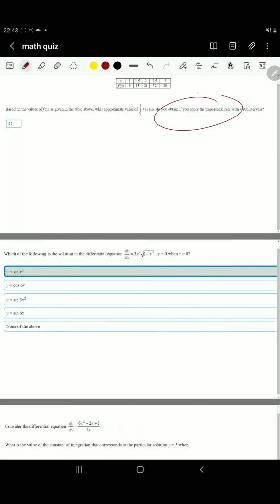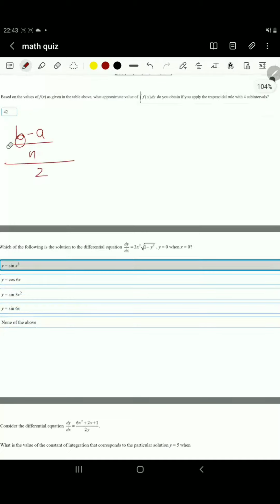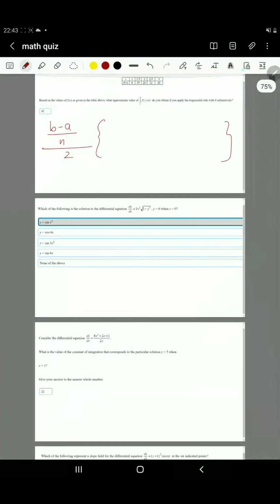Okay. Question number 1, they want you to find the trapezoidal rule. The trapezoidal rule goes like this: upper limit minus lower limit over n, all over 2. Upper limit in our case is 3. Lower limit is 1. N is the number of subintervals, 4. 3 minus 1 is 2. 2 over 4 is 0.5.